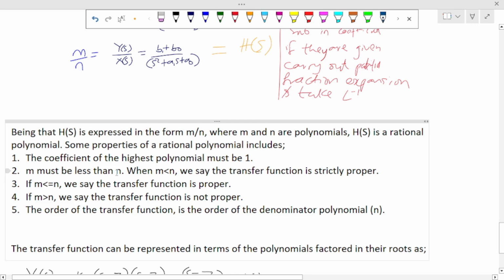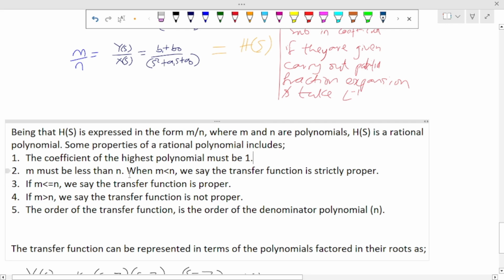M must be less than N. That means the polynomial you have on top must be less than the polynomial you have under, that's the denominator. And how do you know which one is less? Like I just said, by their power. By their power you know which one is more and which one is less.